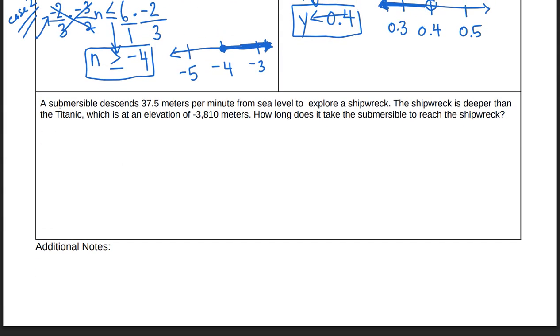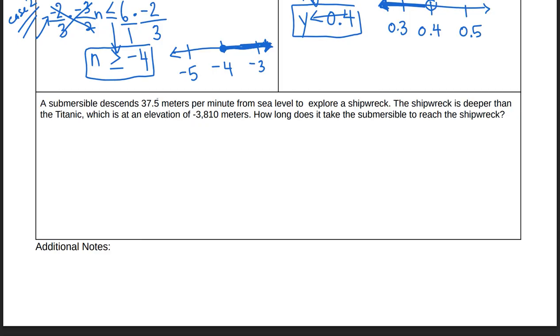So it says, a submersible descends 37.5 meters per minute from sea level to explore a shipwreck. The shipwreck is deeper than the Titanic, which is at an elevation of negative 3,810 meters. How long does it take the submersible to reach the shipwreck?